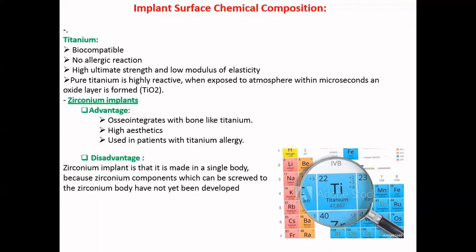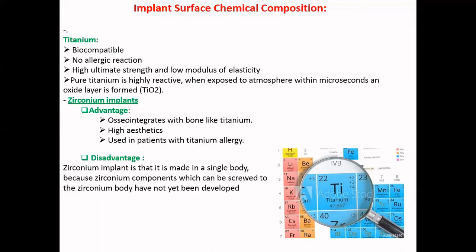Pure titanium is highly reactive when exposed to the atmosphere. Within microseconds, an oxide layer is formed. This oxide layer reacts with the bone surface, so osseointegration happens with the titanium. And we have zirconium implants. The advantages of zirconium implants are that they osseointegrate with bone like titanium, have high aesthetics, and are used in patients who are allergic to titanium.